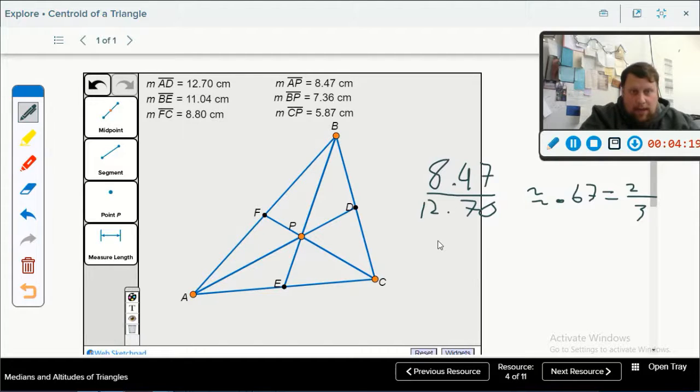Now, I want to take BP, 7.36, and divide it by 11.04.